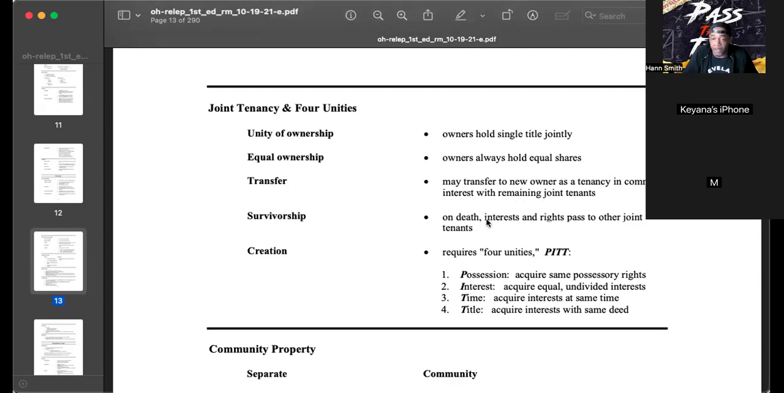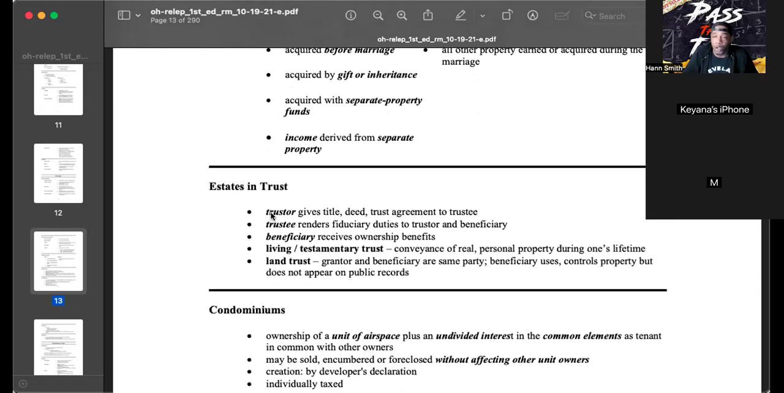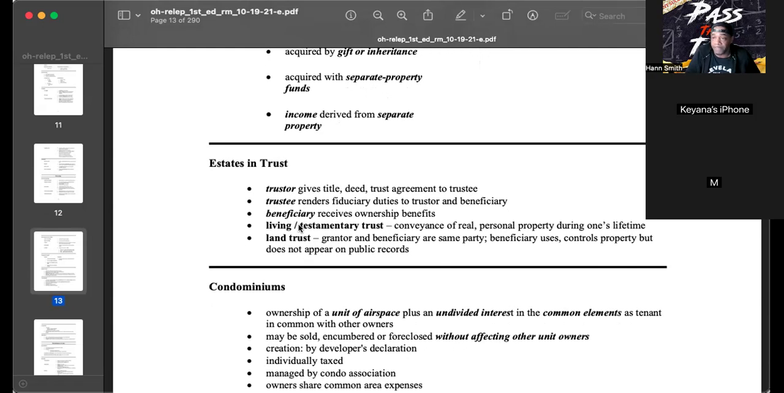Survivorship on death: interest and rights pass to the other joint tenant. That's what survivorship means. All right. I'm not going to go over community property. For the test, the main stuff that I went over is really what I want you to really, really cover. But if you get a chance, start going over trustor, trustee, which is very similar to what I described in a life estate. And then you got the beneficiary.